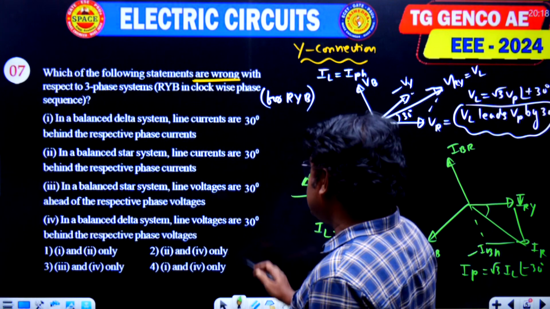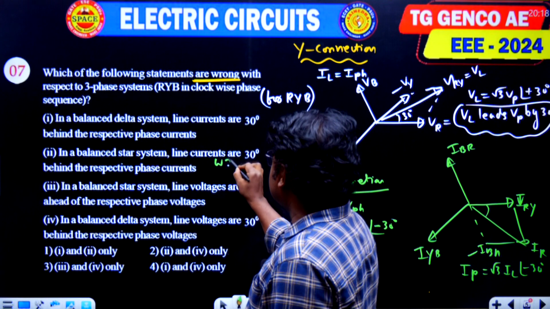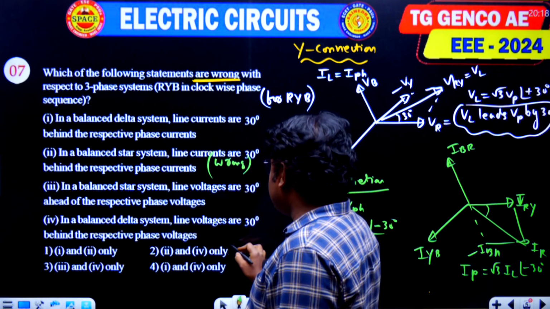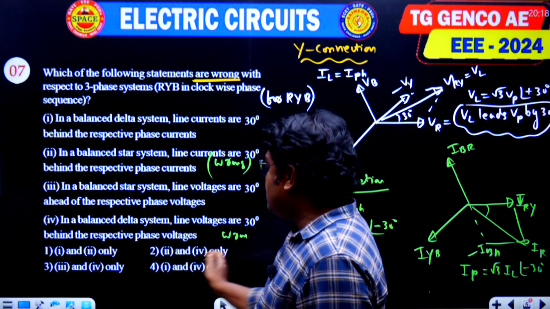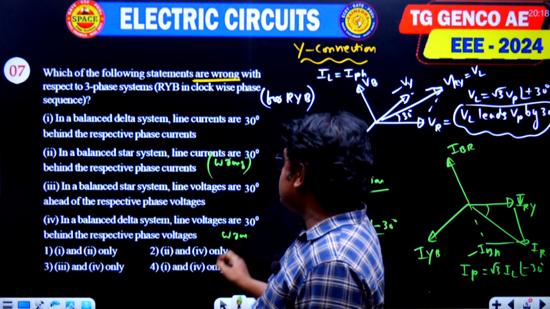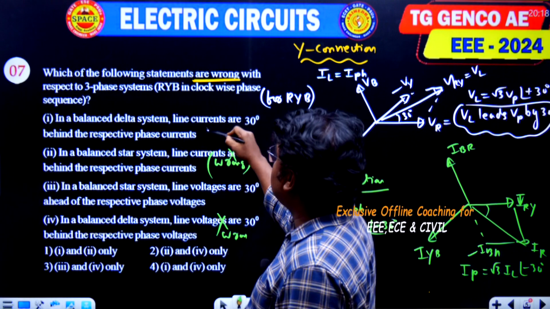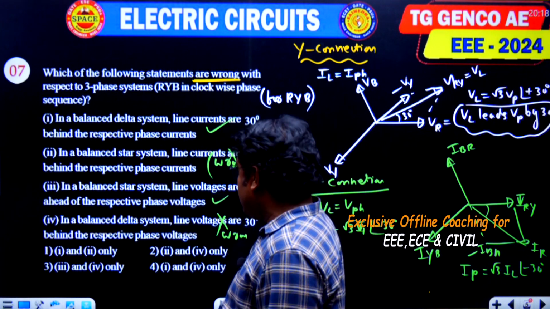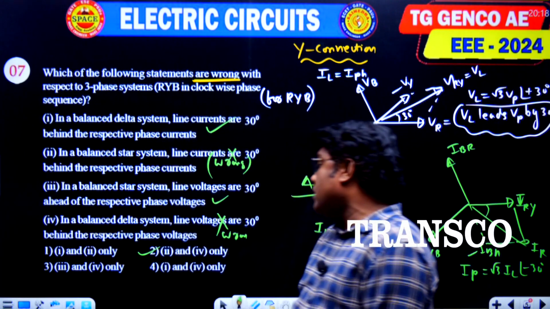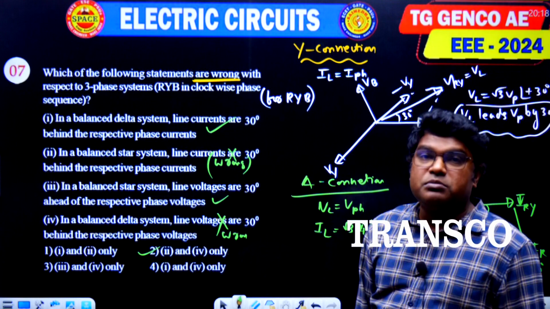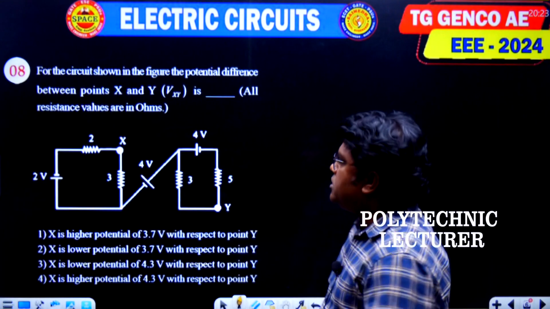Now these two statements, the first and second, are wrong. Here, this one says line voltage is equal to the phase voltage with no phase displacement, so it is wrong, and these two are the correct statements. So the 2 and 4 statements are correct, so option 2 is correct for this question. Let us solve question number 8.